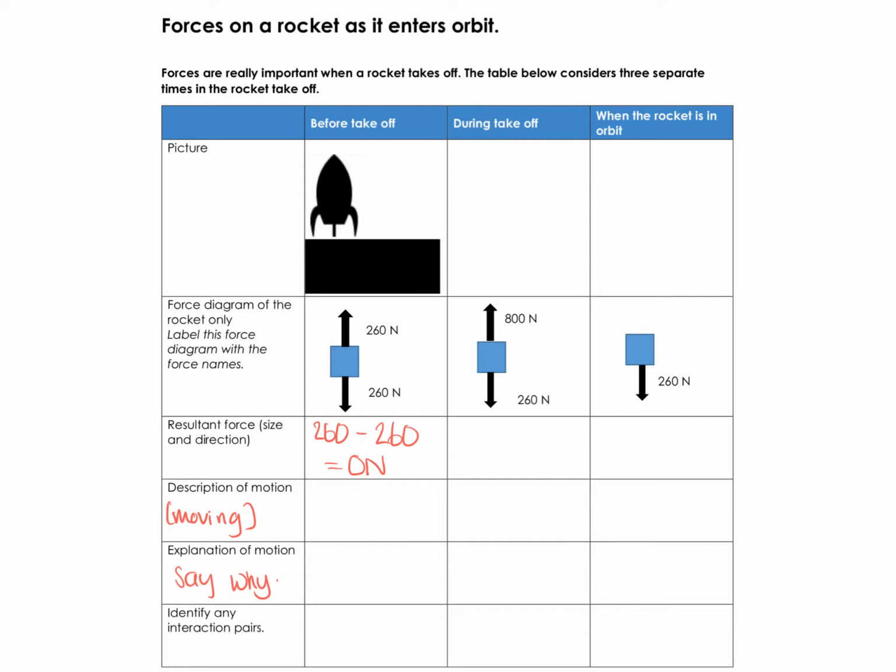If you're unsure, rewind this video and watch the rocket launch again, and use that to help you first draw these diagrams, and then you can start to try and label this force diagram with some force names, okay? So I'm just going to highlight what it's asking you to do in each one. Draw a picture, label the force diagram with the names of the forces, write the size and the direction of the resultant force, description of how it moves, say why, and then find any interaction pairs. So your interaction pairs are the ones that are equal and opposite.